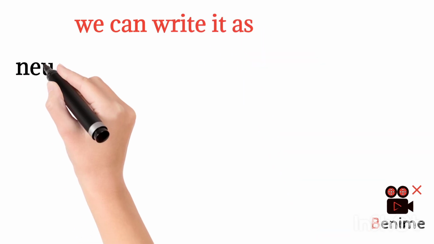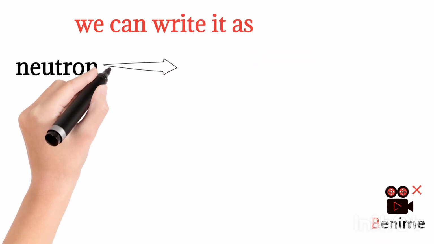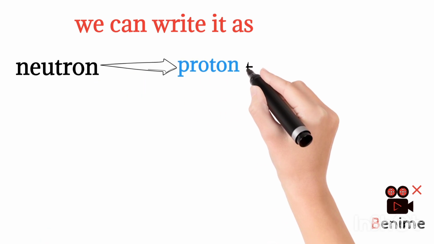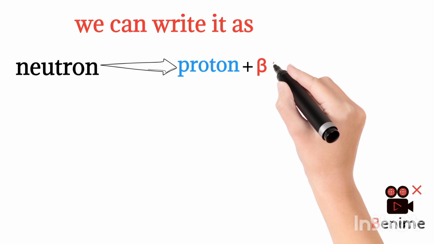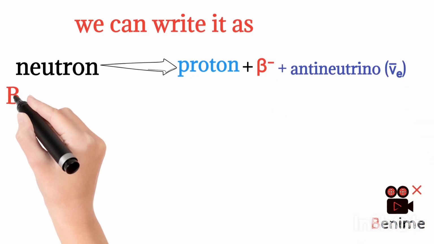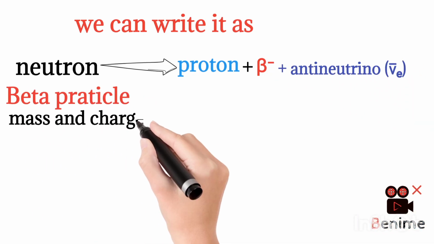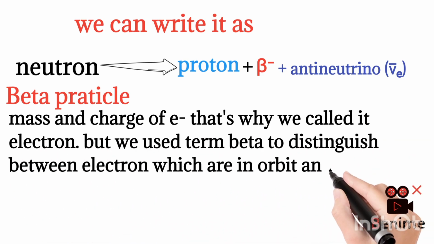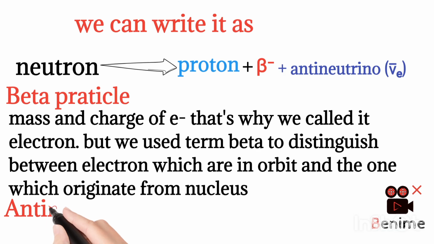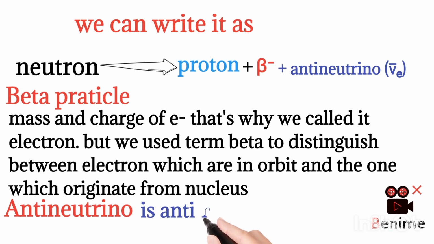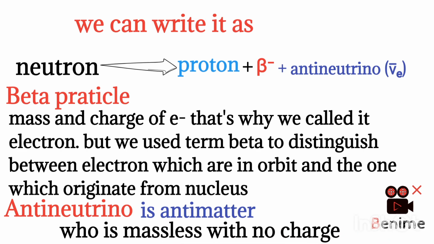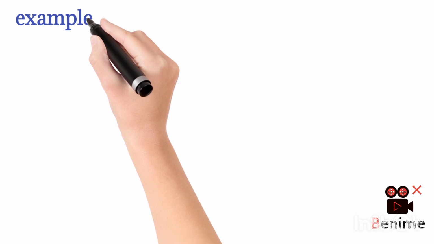If we write its reaction, then we have a neutron, which is shown by an arrow, decaying into a proton plus an electron plus an antineutrino. We use the term beta minus although it is the same as an electron because in any atom electrons revolve in orbit, but in beta decay the electron is created inside the nucleus, which is then emitted. So to distinguish electrons which were present already from the ones which are created, we use the term beta minus. Antineutrinos are antimatter, which are massless and have no charge.